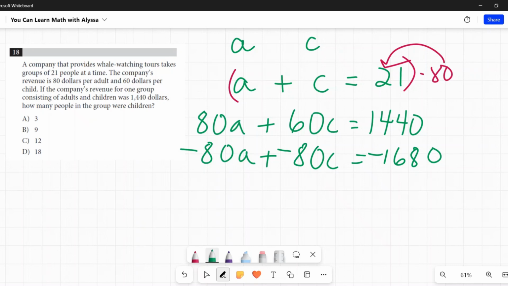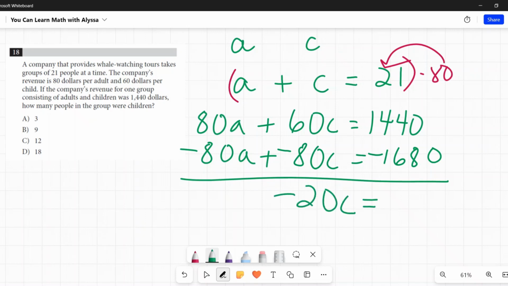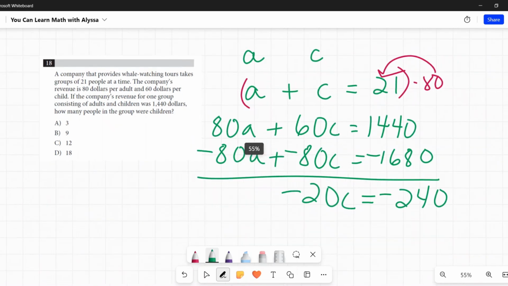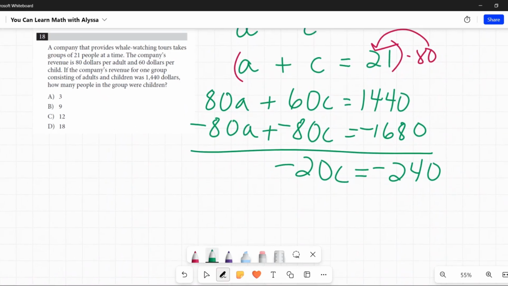So negative 1,680. Now we're going to add all these together. 80A and negative 80A cancels out. That's gone. 60C and negative 80C added together is negative 20C. And if you're asking, wait a minute, you can't have negative children, it'll all work out in the end, I promise. 1,440 and negative 1,680 gives me a negative 240. Negative and a negative. That's where it's going to fix itself.